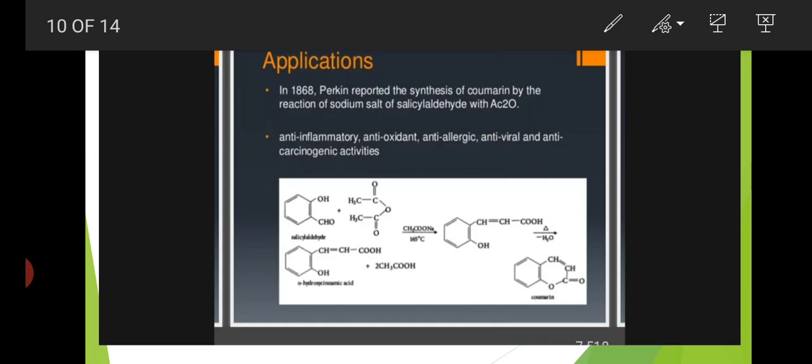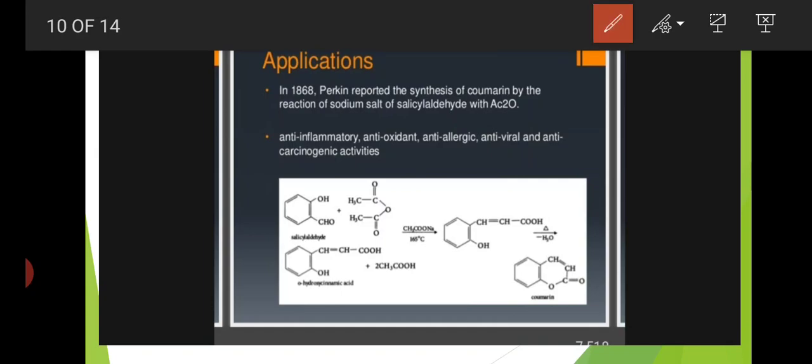This coumarin is used as an anti-inflammatory drug and antioxidant, and has anti-allergic, antiviral and anti-carcinogenic activities. These are medical uses. The anti-inflammatory, antioxidant, anti-allergic, antiviral, and anti-carcinogenic activities of coumarin were discovered by Perkin in 1868.